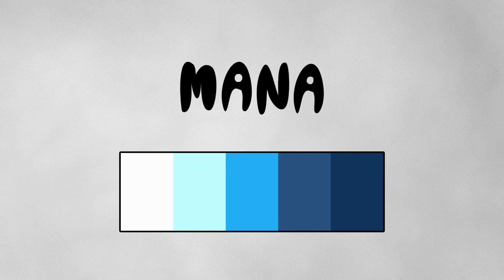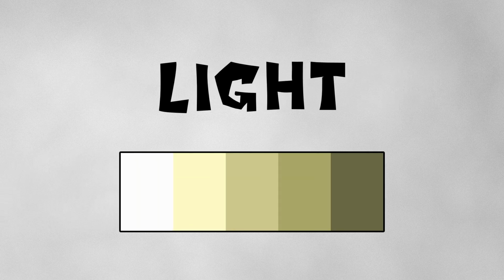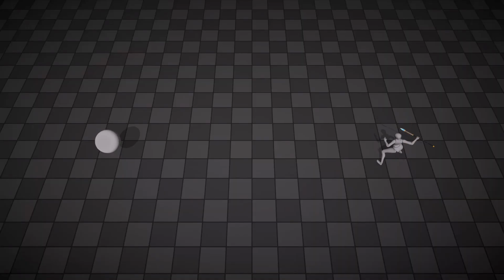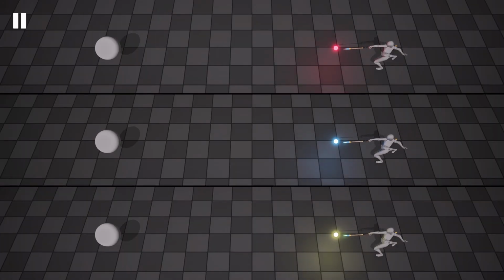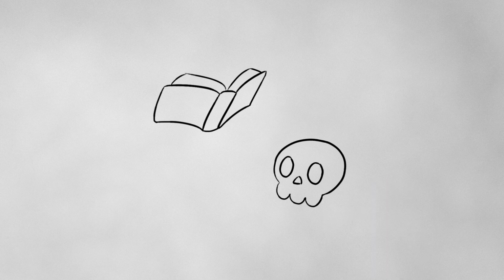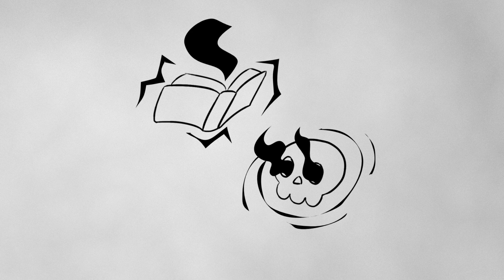To differentiate these elements from one another, we can start by defining color palettes for each of them. Mana will have a generally blue palette, light has a pale yellow palette, and blood will have a red palette. By defining these colors, the player will be able to tell immediately what kind of mage the spellcaster is without explicitly telling them. Now we can think about the weapons or the mediums that the mages cast the spells with, because these can define how your spells look.